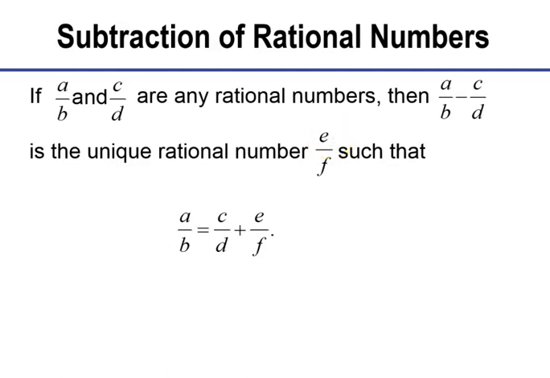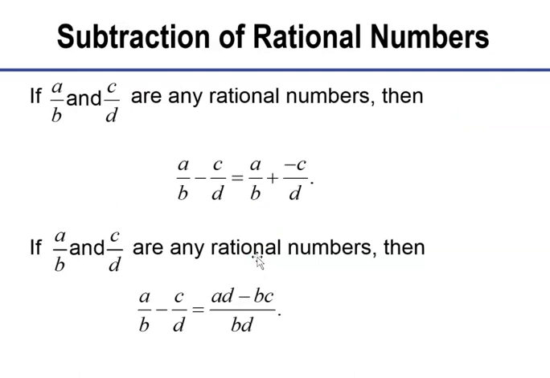Now, if you'll remember when we worked with integers, subtraction was defined to be the opposite of addition. So A over B, remember this is your minuend, and this is your subtrahend. If we have an answer to our subtraction problem and it's E over F, then you could say A over B, your minuend, is equal to your subtrahend plus that answer. Really, subtraction is the opposite of addition.